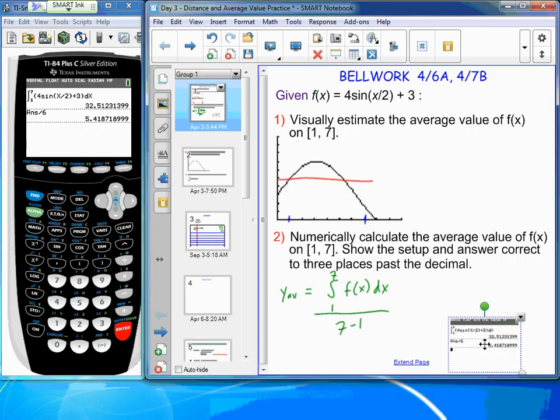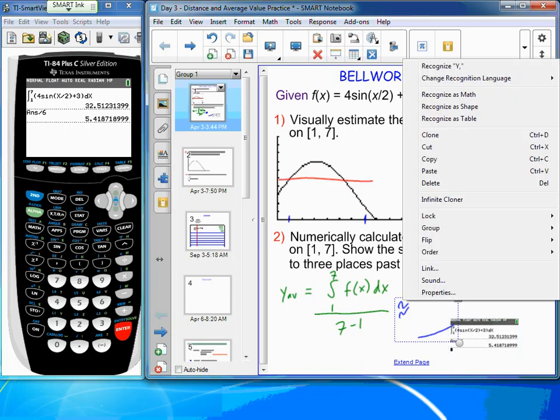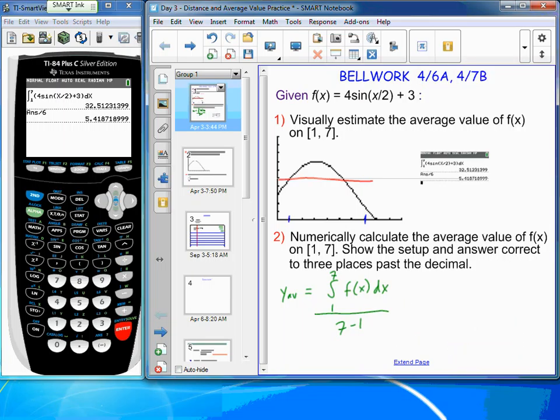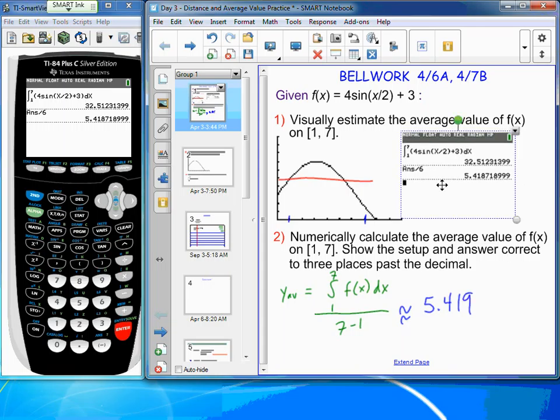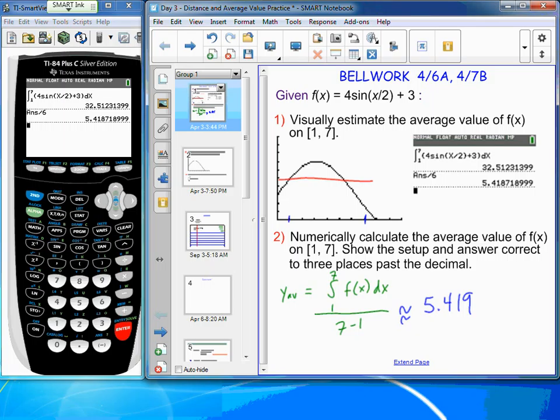So let's go ahead and write that, about 5.419 correct to 3 places. Raise your hand if you already got that numerically. We've already got that. Way to go. How did I do with my visual estimate? Not so good. It looks like I was just underneath it.